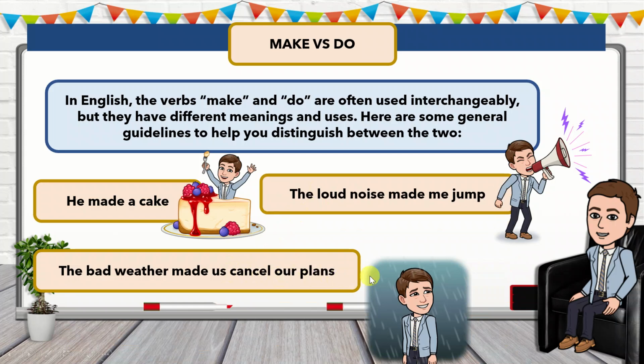The bad weather made us cancel our plans. You can also use make to express things that you cause, or things that are caused by other things or by other factors. In this case, the weather made us cancel our plans. So, something causes something else, or somebody can cause something. The loud noise made me jump. In this case, something made you do something.